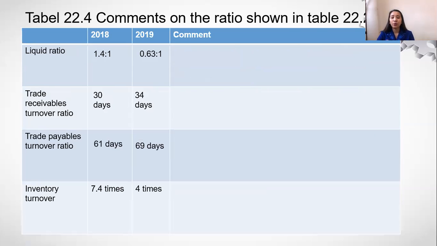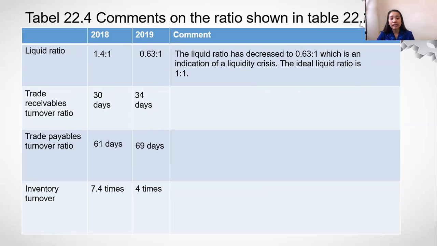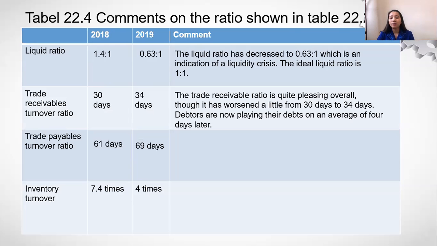And liquid ratio, in here we can find it's about 1.4 and 0.63. The comment that we can make from here is the liquid ratio has decreased to 0.63 compared to 1, which is an indication of a liquidity crisis. The ideal liquid ratio is 1 compared to 1. So it's not good.